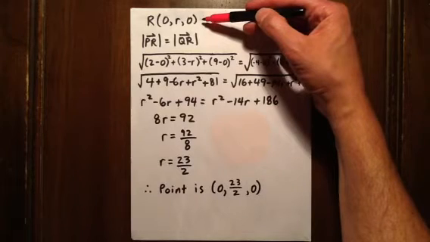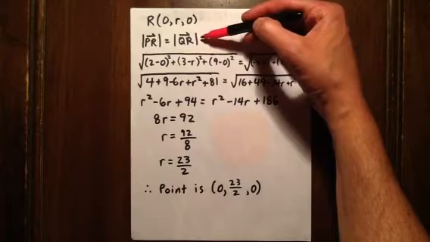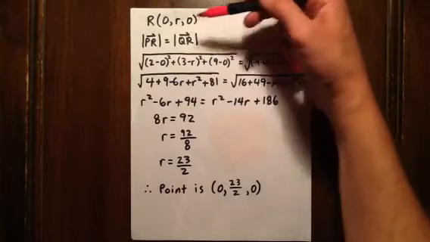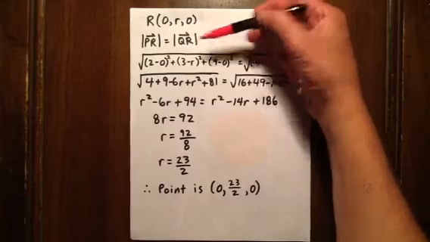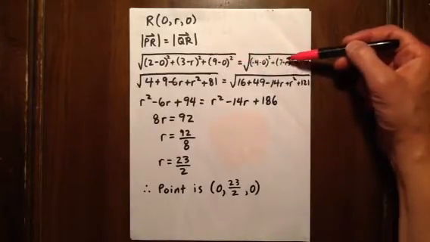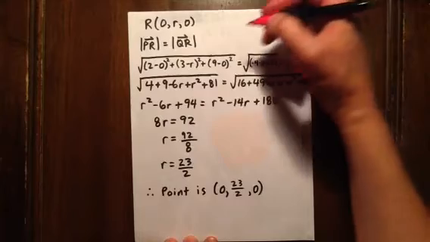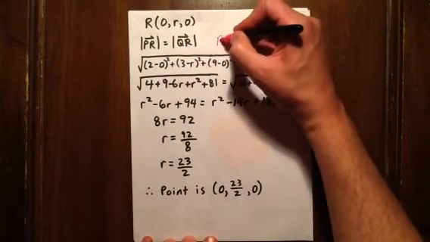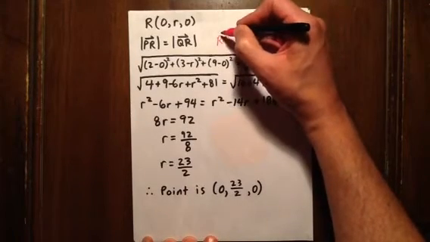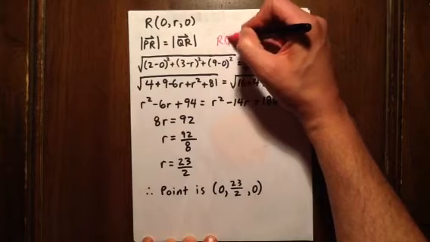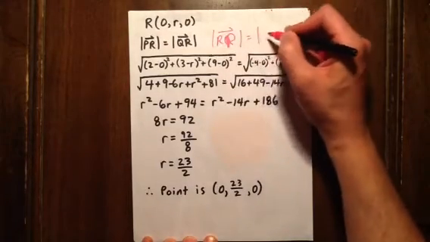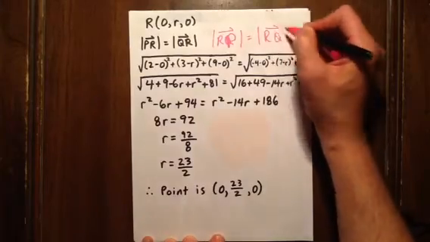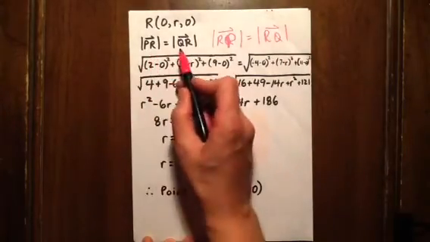Now, because the distance from P to R equals the distance from Q to R, we can say that the magnitude of vector PR equals the magnitude of vector QR. And we can then set up our distance formulas. A little thing I'm noticing about this particular solution is I actually set it up backwards. I should be saying RP is equal to RQ, instead of PR is equal to QR.